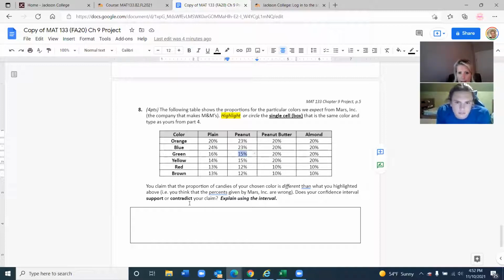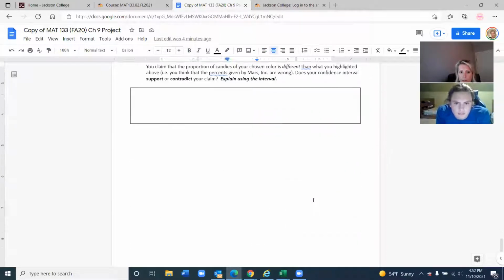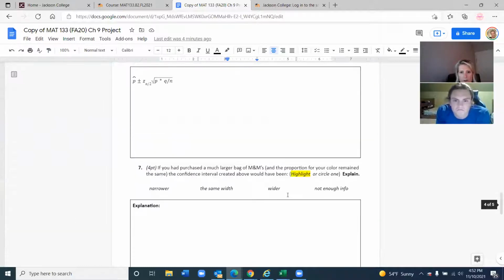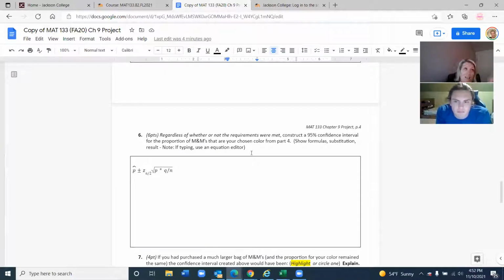And then down here in the box, I want you to tell me, right here it says, you claim that the proportion of candies of your chosen color is different than what you highlighted. So you're going to use your confidence interval to tell me if 15% falls in your confidence interval or not. So that contradict and support thing. Any questions? So essentially what we've just done actually on Monday, because Monday was all about proportions. Everybody's good so far?